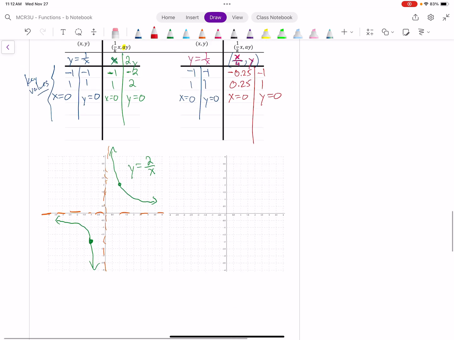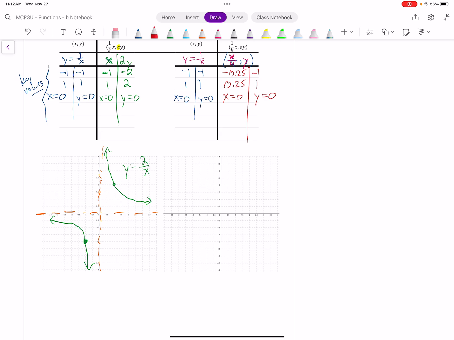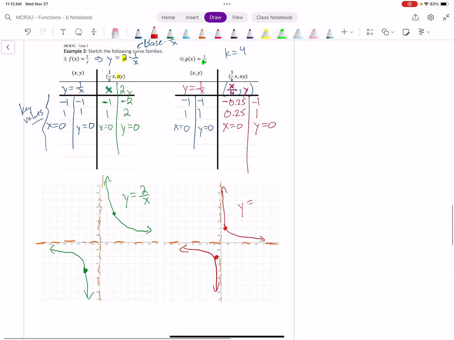So my asymptotes aren't going to change on this. So negative 0.25, comma, negative 1. So tricky to get that in there. And then this one, and then my barriers, the asymptotes, like that. And we'll just connect. So we show where it's going, like that. Label this y equals 1 over 4x. Great.